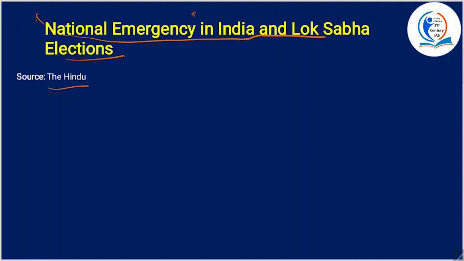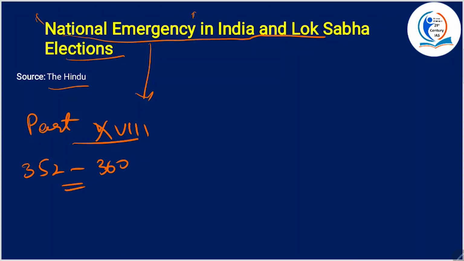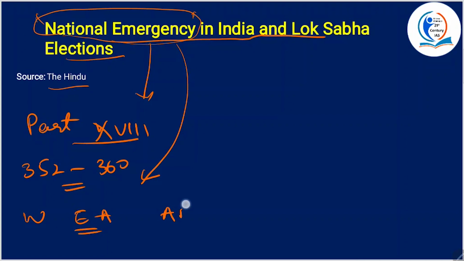What is national emergency? It's a very important theme for prelims. The emergency provisions are contained in Part 18 of the Indian Constitution, from Article 352 to 360. The Constitution stipulates three types of emergencies: national emergency, constitutional emergency, and financial emergency. National emergency is what we will see here. It can be declared on the basis of war, external aggression, and armed rebellion.